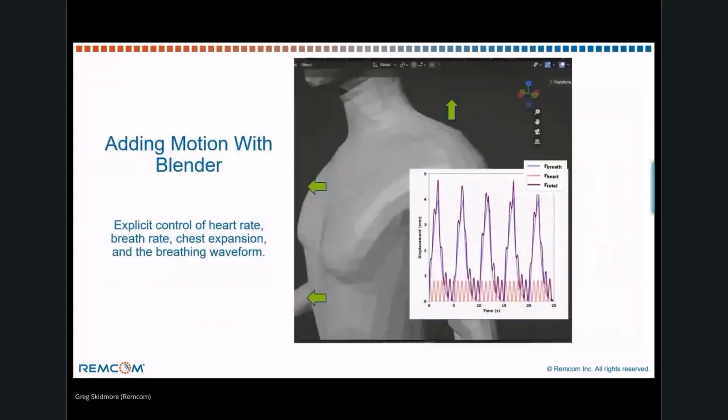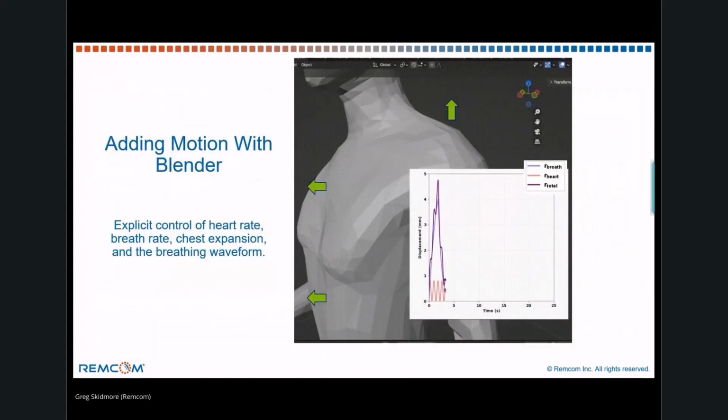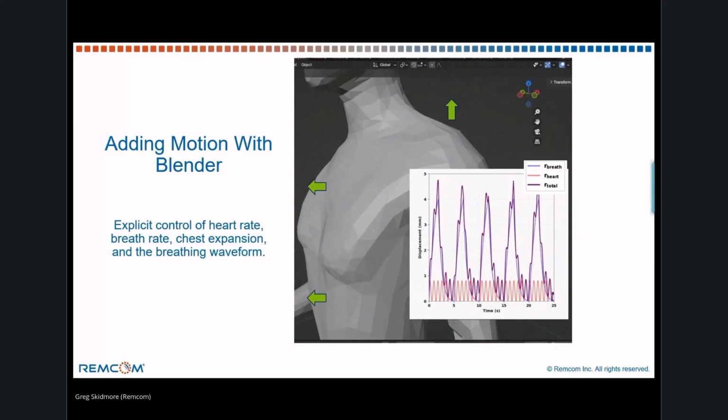Next slide. And there are some questions about this in the chat: we're controlling the CAD model by overlaying this waveform inside Blender. So we have explicit control of the heart rate, the breath rate, chest expansion, and the breathing waveform. Blender is a state-of-the-art open source animation studio. And there's one question about this: we've also taken LiDAR data from the multimodal NIST measurements and have a process where we translate that into Blender. You can go to the next slide.